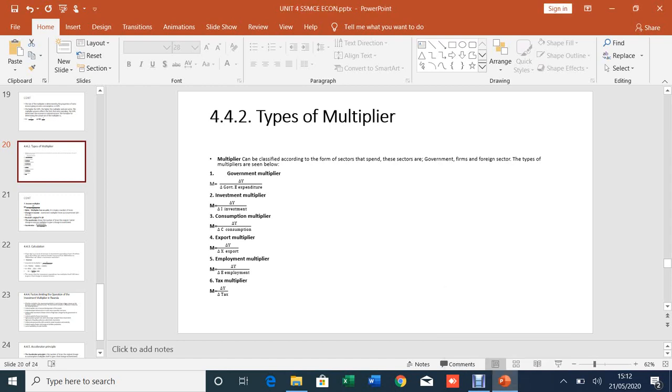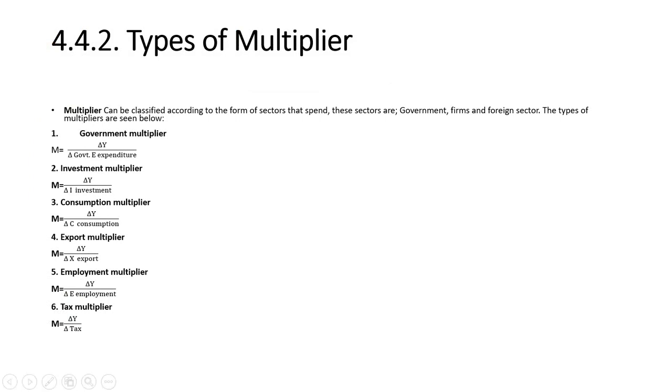The last topic about this unit is about types of multiplier. Multipliers can be classified depending on what sector spends, like the government, farms, foreigners, households, and so on. The first type is the government multiplier.